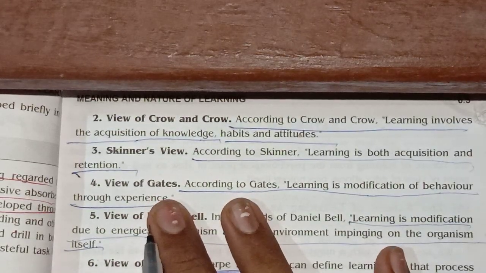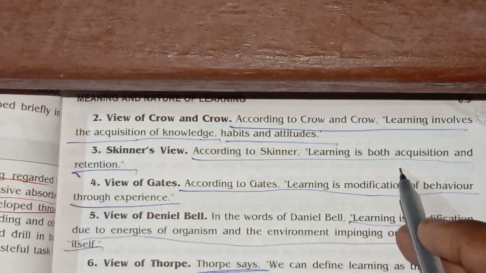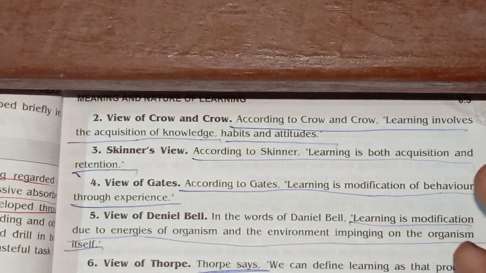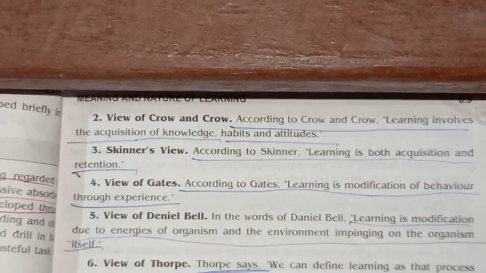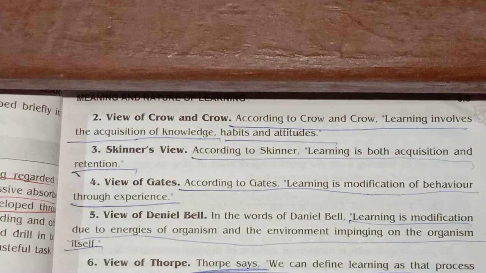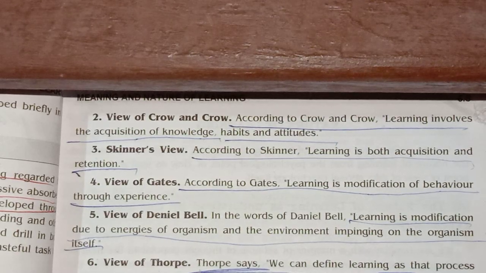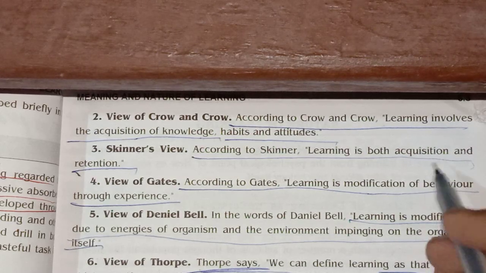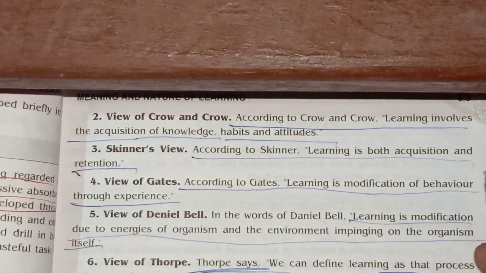Then Skinner's view. According to Skinner, learning is both acquisition and retention. Acquisition means to get knowledge, to acquire knowledge from everywhere, and retention means to retain that knowledge within you, not let it flow away from you, but to retain it within you. So according to Skinner, learning is both acquisition and retention of knowledge.